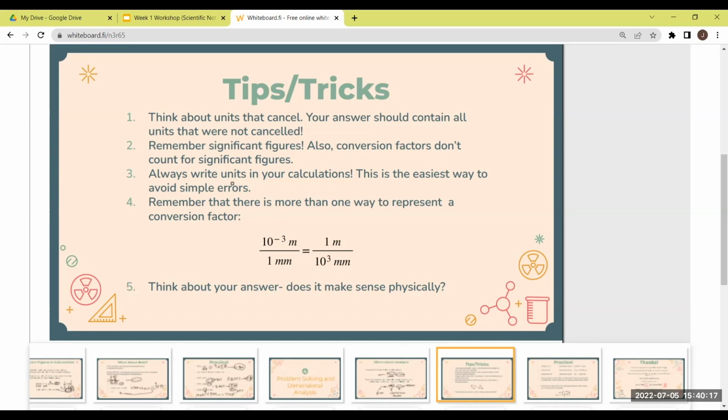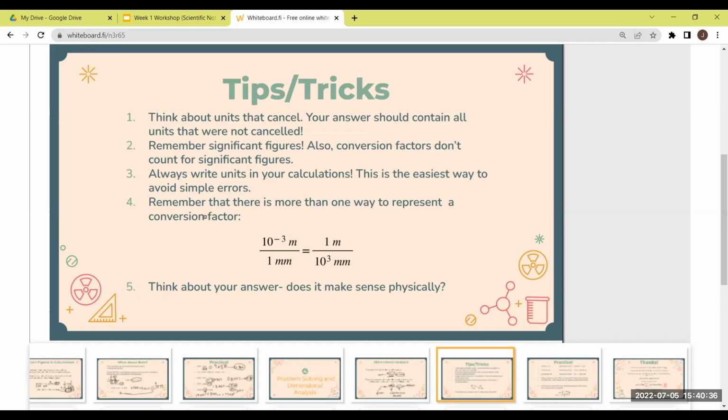You always want to write your units in your calculations. This is probably the easiest way that I've found to avoid making simple errors whenever you're doing your calculation, and it also makes it easier for other people to read your work and understand how you're getting your numbers.